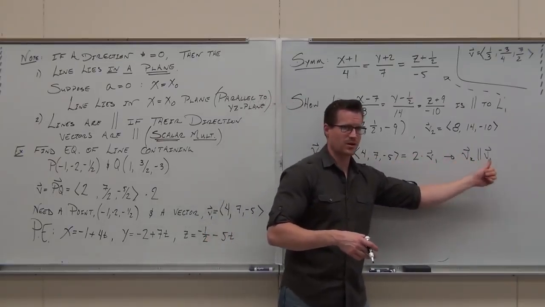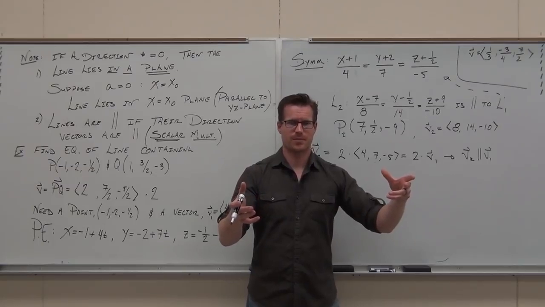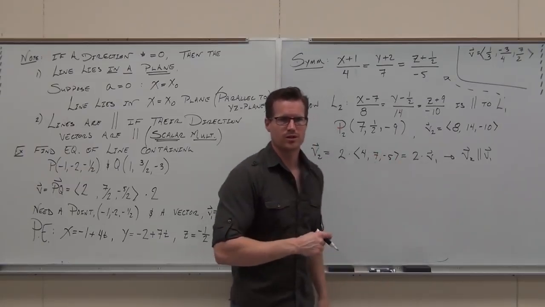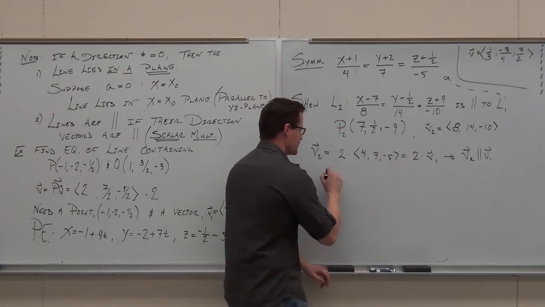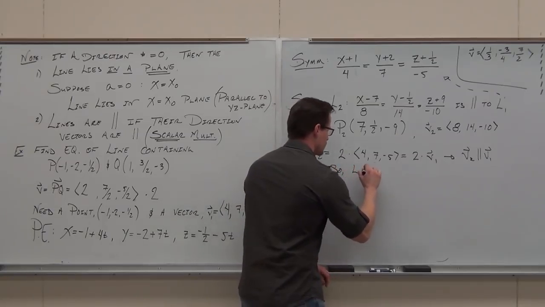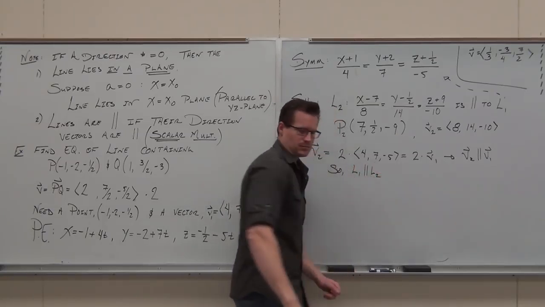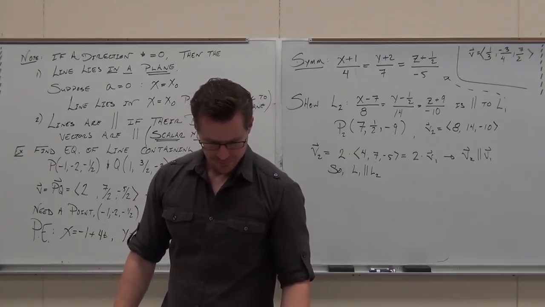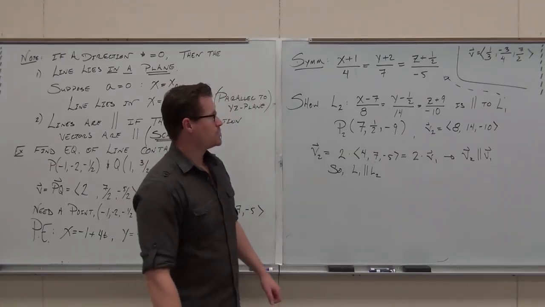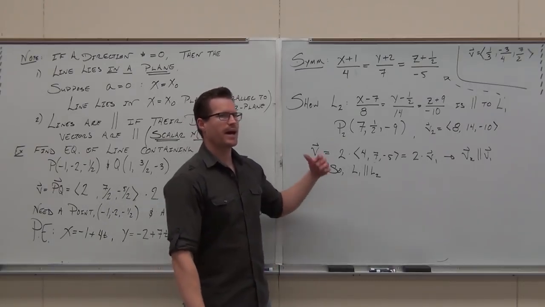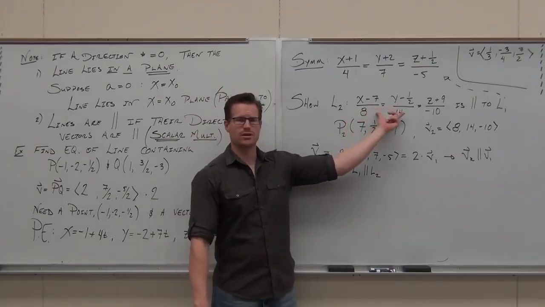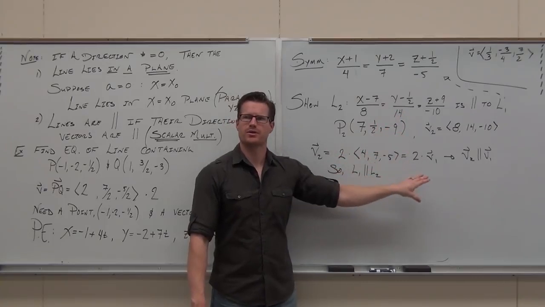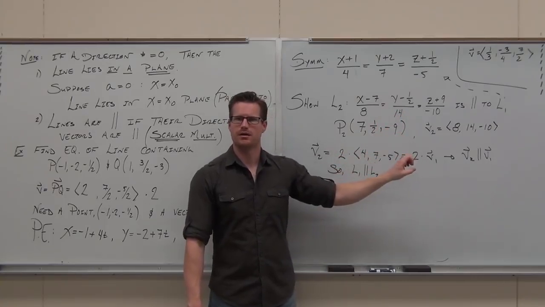It says these vectors are parallel. What's it say about the lines? This proves that line 1 is parallel to line 2. Or vice versa. I'm not going to ask you to, but if I asked you to, could you take this equation and write it as a parametric equation for the line? Could you do that? Yes.